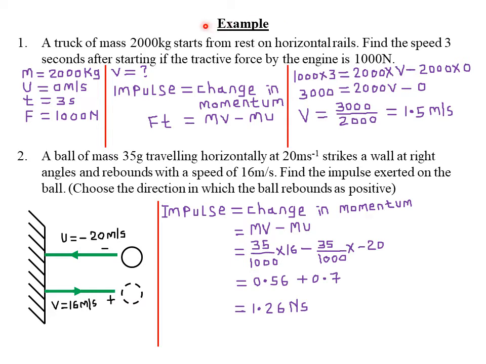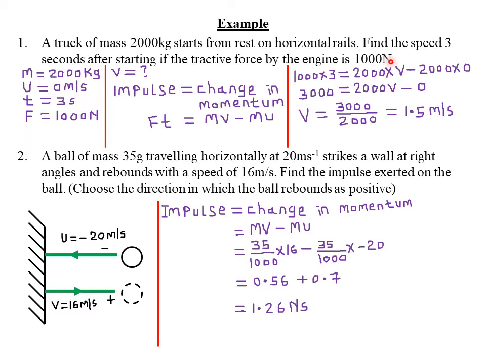So today we are looking at further examples involving the impulse of the force and, of course, the change in momentum. Our first example reads: a truck of mass 2000 kilograms starts from rest on a horizontal rails. Find the speed 3 seconds after starting if the tractive force by the engine is 1000 newtons.